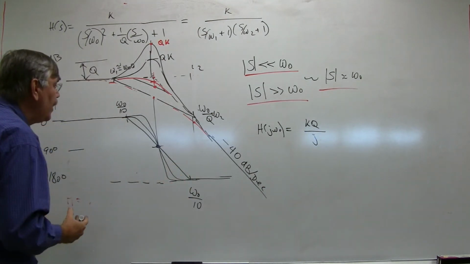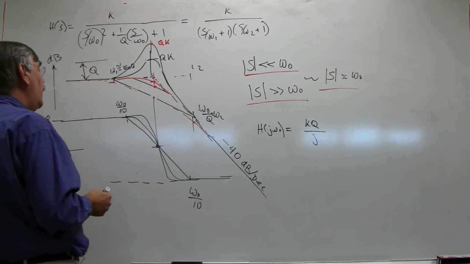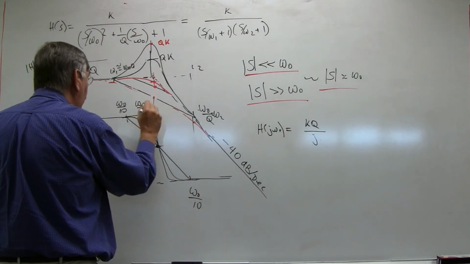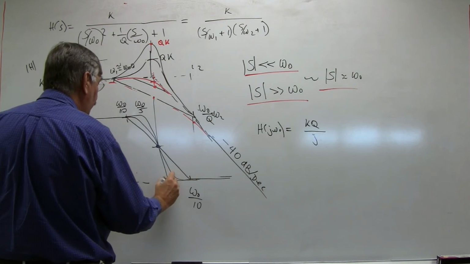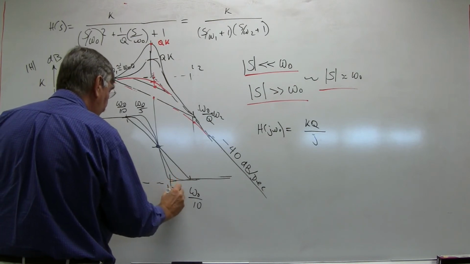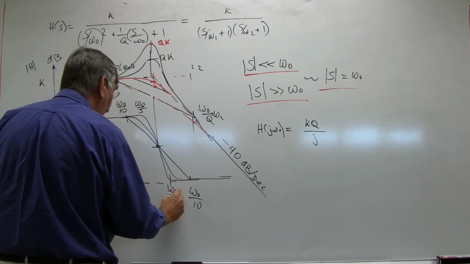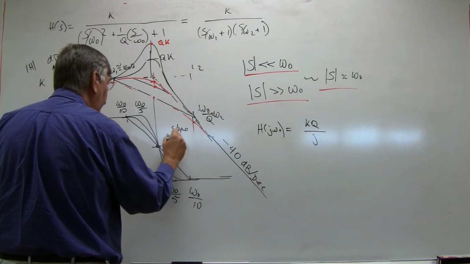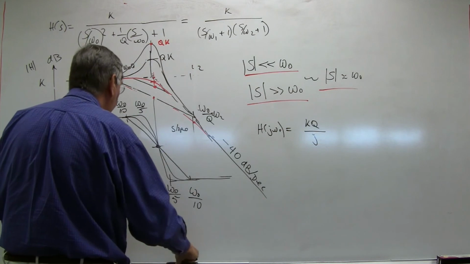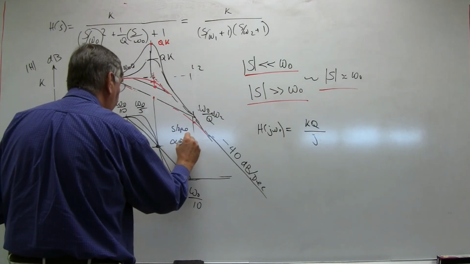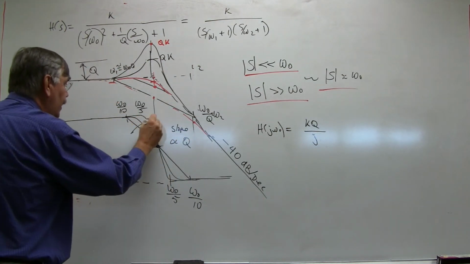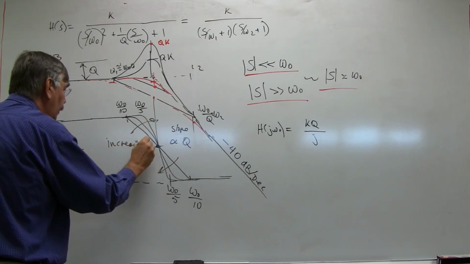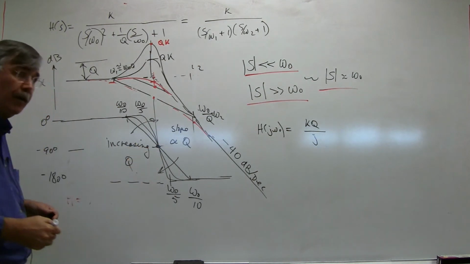So when q is equal to, say, 1, this ends up having a slope that's twice as great as it did when q was equal to 1/2. And so the slope is proportional to q. It just gets steeper for increasing q, and we get this family of curves.